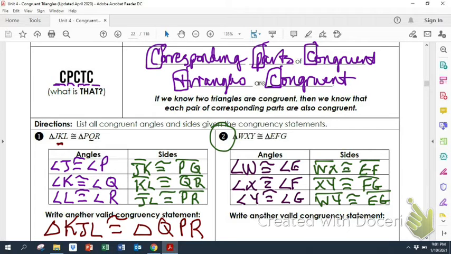So I want you to go ahead and do this next one. Hopefully if you wrote a congruency statement, there are different ones you can do, but you could have had something like YWX is congruent to GEF.